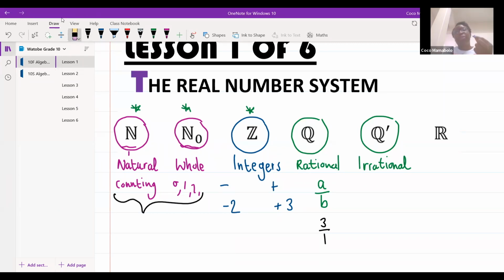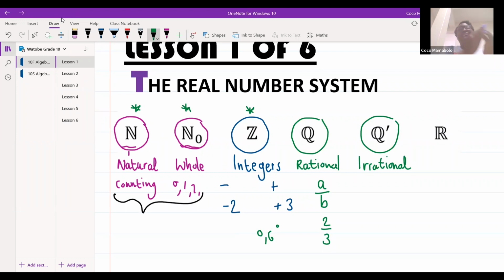Now, remember we're talking about how integers can only be whole numbers. Here's the difference. If I have a number like 2/3, this is a fraction. It can also be written as a decimal. 2/3 can be written as 0.6 recurring. So 6 again and again.